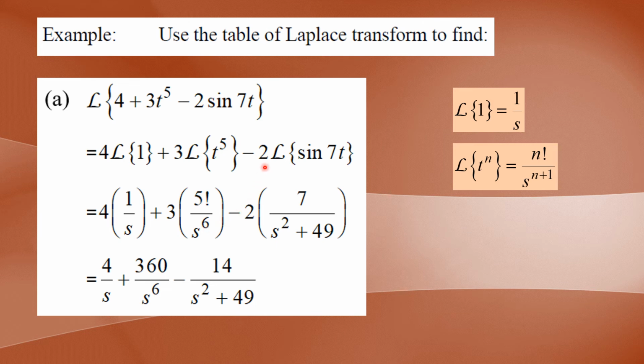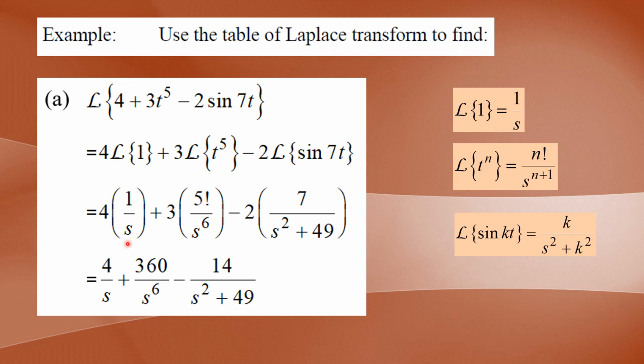Minus 2 times, now the Laplace transform of sine 7t. From the table, there is this formula. Transform of sine kt is k divided by s squared plus k squared. In this question, k is 7, so replace k by 7. So what we are getting is the transform of sine 7t is 7 divided by s squared plus 7 squared. 7 squared is 49.